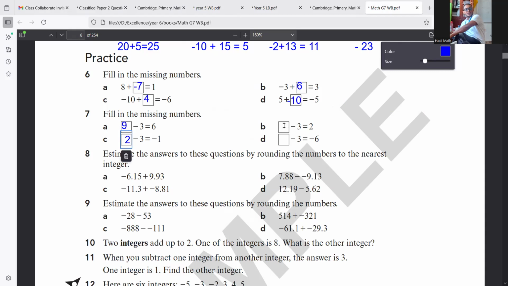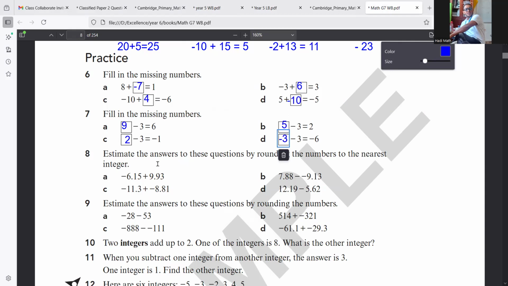Here, the answer is positive. So the bigger number should be positive. It's going to be 5. The answer is negative. So the bigger number should be what? Should be negative, or we could say what? It is negative 3, because when the two numbers are negative, they also give us negative. So negative 3 and minus 3 will give us negative 6.